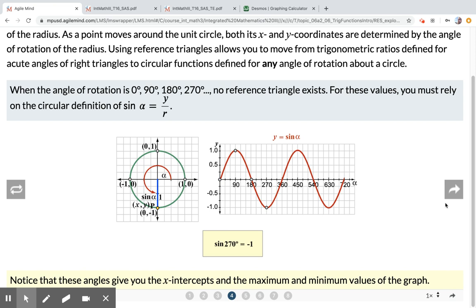Here's your sine. All right, people. Have you been having fun playing with sine? I hope so. Let's go to cosine.